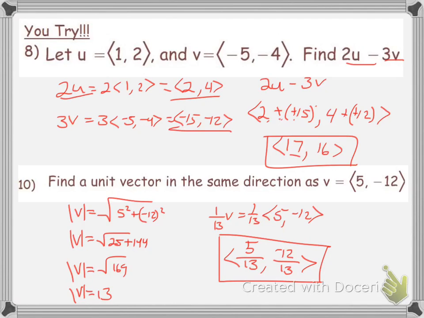And find the magnitude, which is 13 here. Multiply by its reciprocal to the vector, and I get ⟨5/13, -12/13⟩.